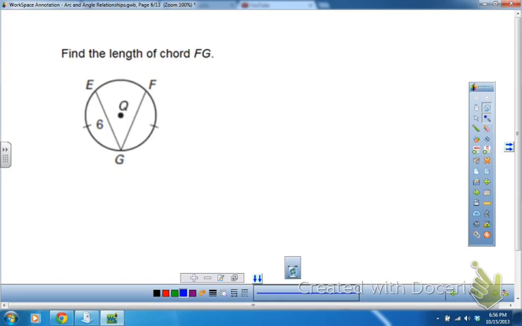And vice versa. Here we see that the arc intercepted with F and G, and this arc EG, are congruent. So therefore, chord EG would have to be congruent to chord FG. So that would make FG equal to 6. And that will conclude part 2 of this lesson.